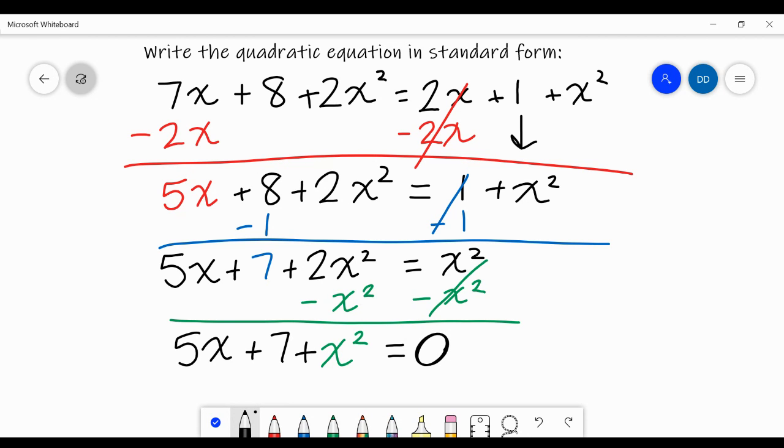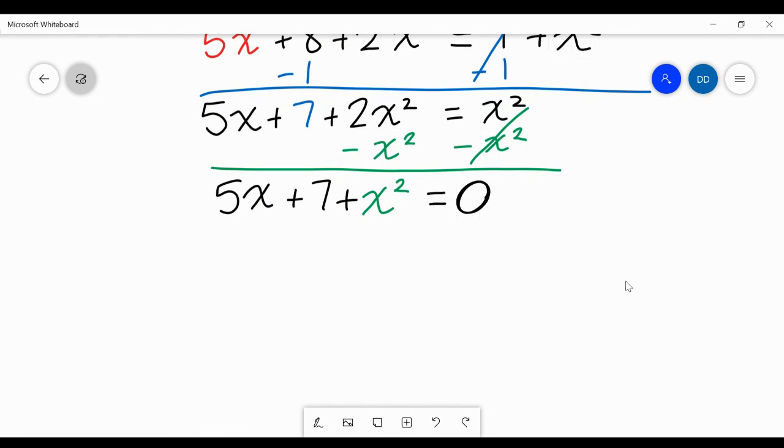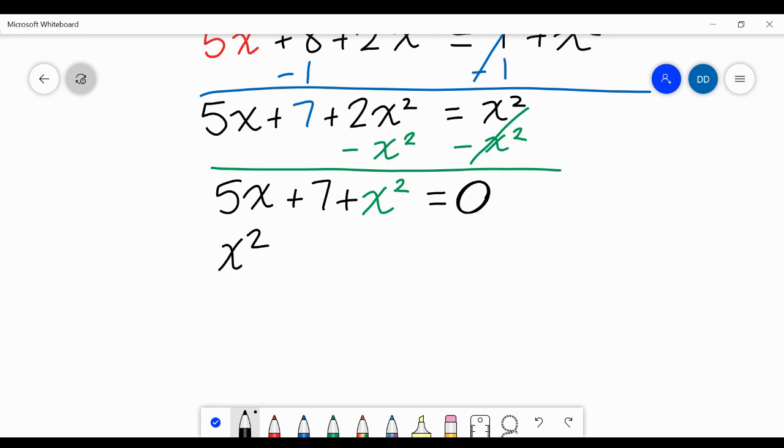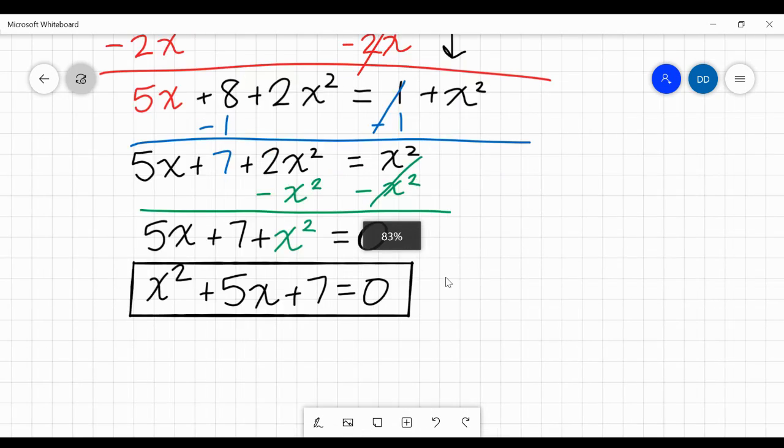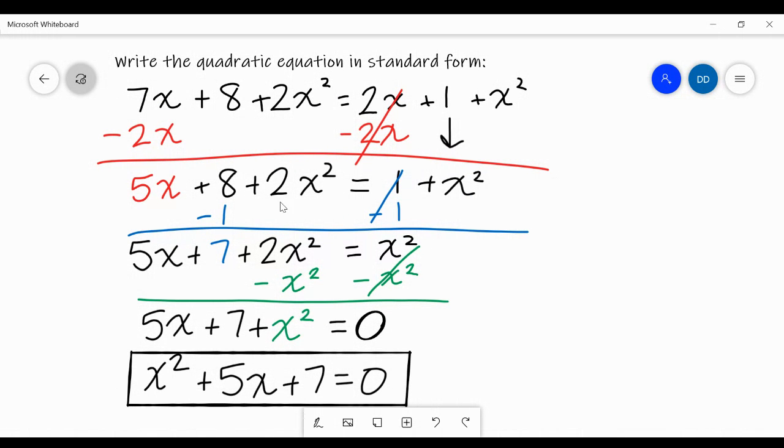Now, you can enter your answer just like this, but technically that is not in complete standard form. You need to write the equation where the larger exponents go in the beginning, so you write them from largest to smallest. So it would be x squared plus 5x plus 7 equals 0. And that is your answer in standard form. Everything moved to the left, and we have 0 on the right. So just to summarize, we just moved everything, subtracted or added from their like terms.